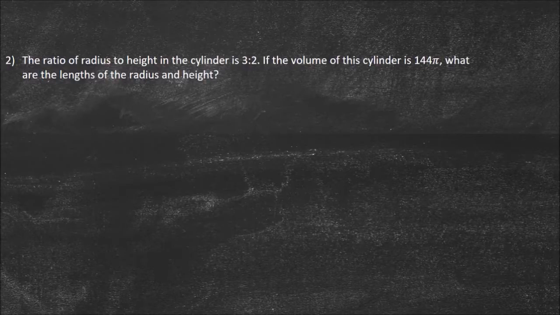So the radius equals 3, and the height is 2. But that's the ratio. It needs to be 3 to 2, but we don't know how big it is. It could be 3 times 2 and then 2 times 2. There's a multiplier here that you can always have with ratios.